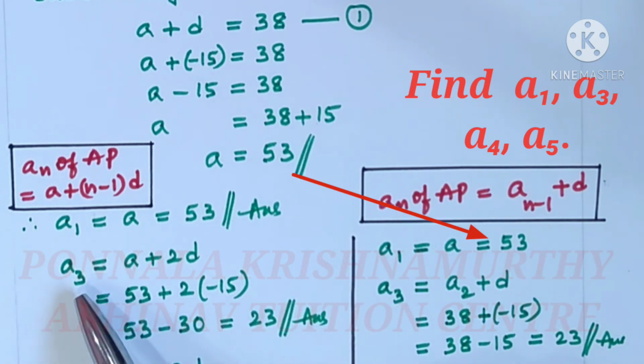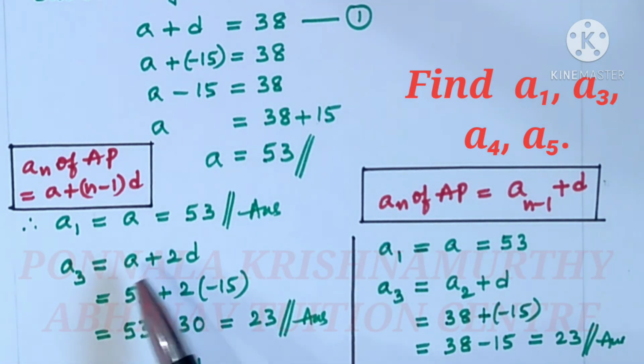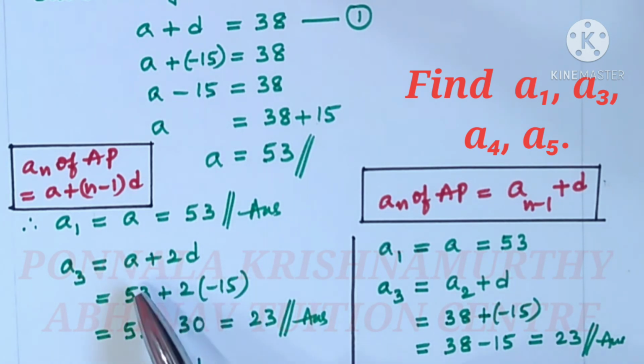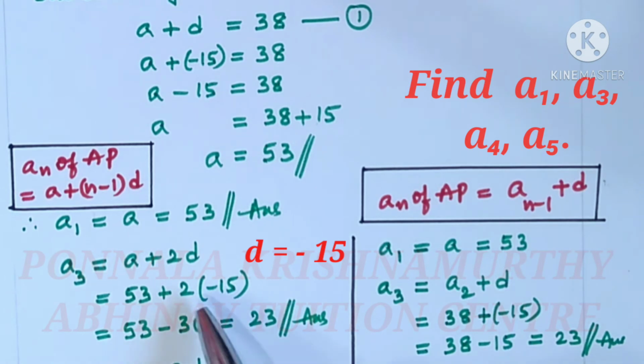Now A3 is equal to, in this method, A plus 3 minus 1 into D, that is 2D. Then A is equal to 53 plus 2 into D is minus 15. 53 plus into minus, minus 2 into 15, 30. 53 minus 30 is equal to 23. Then A3 equal to 23, answer in this method.